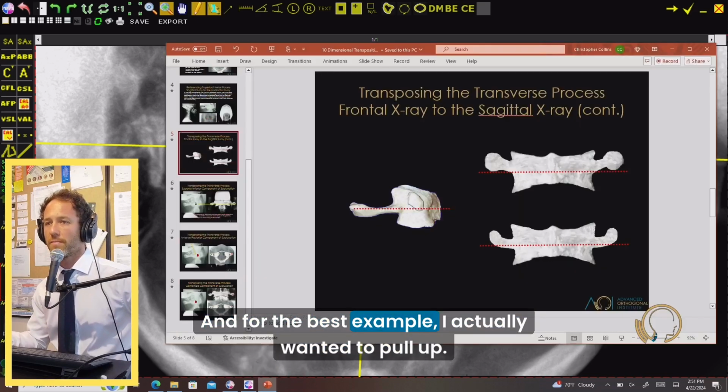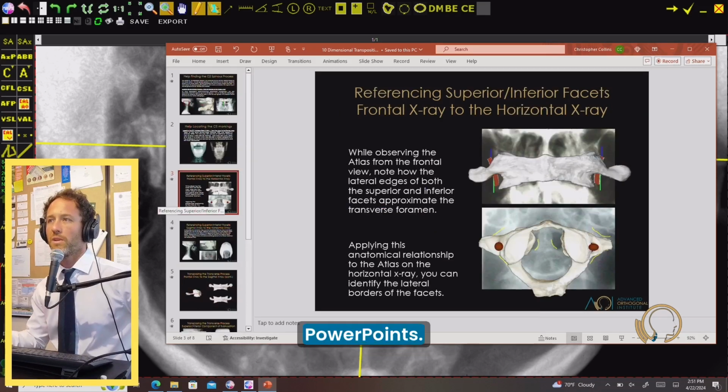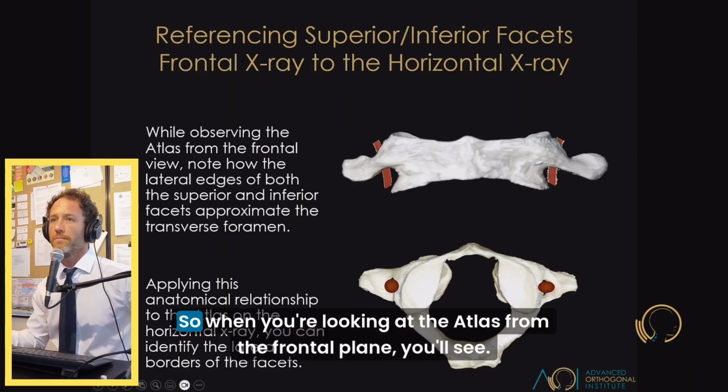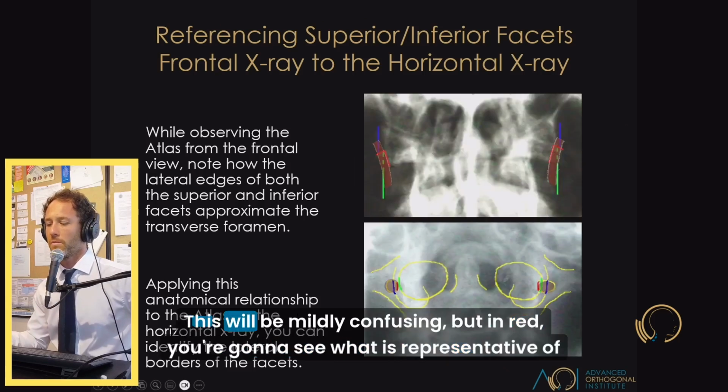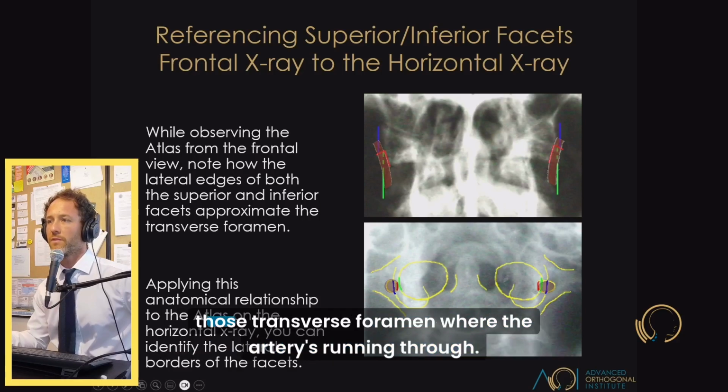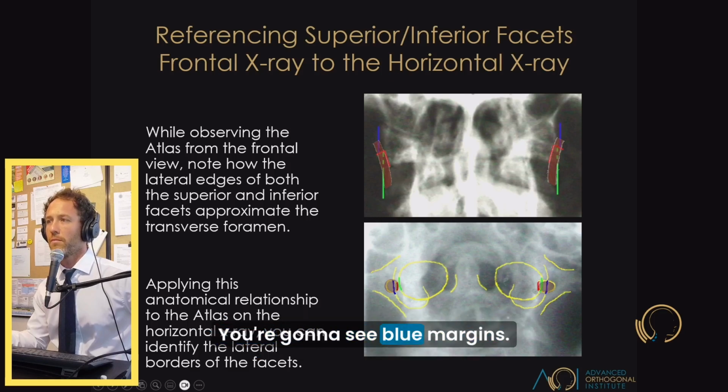And for the best example, I actually wanted to pull out the PowerPoints because I thought it really shows it well. So when you're looking at the atlas from the frontal plane, right, this will be mildly confusing, but in red, you're going to see what is representative of those transverse foramen where the arteries are running through. You're going to see blue margins. That's going to be that superior mass. And then you're going to see the green margins. That's going to be that inferior mass.